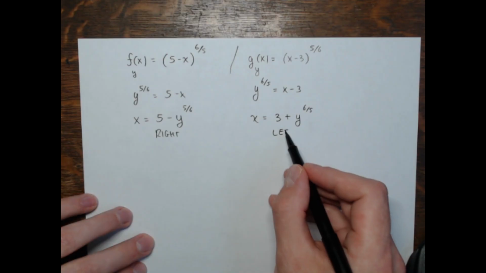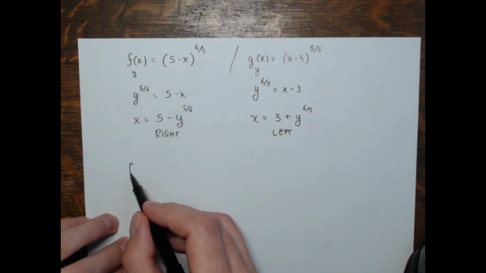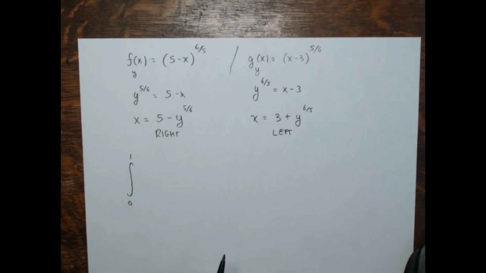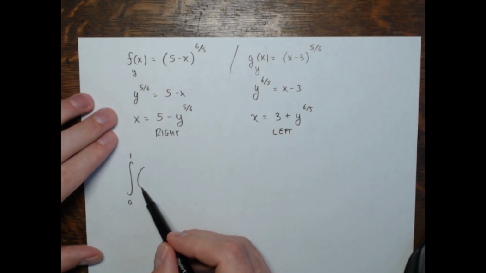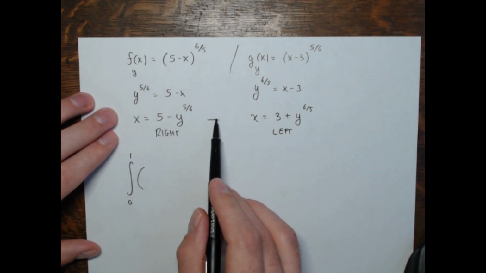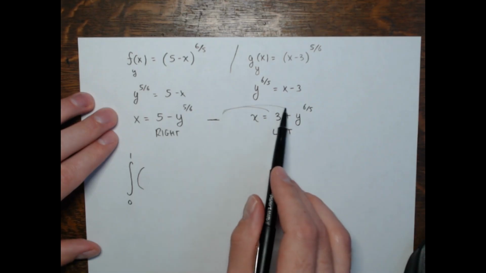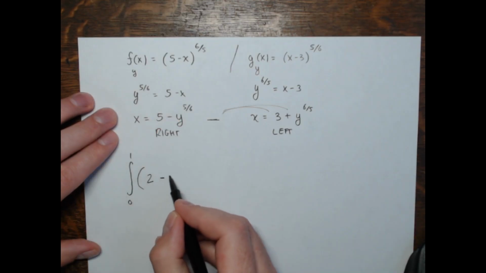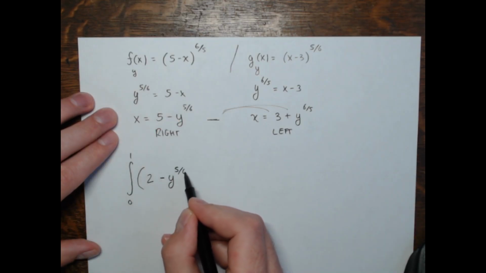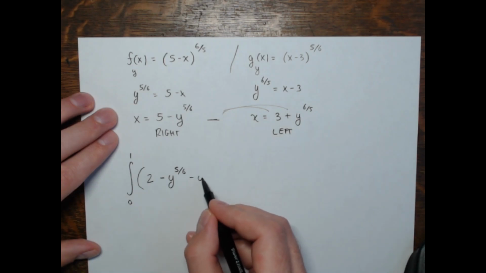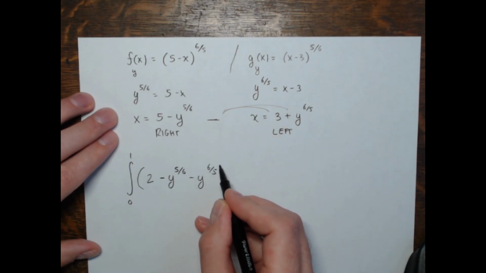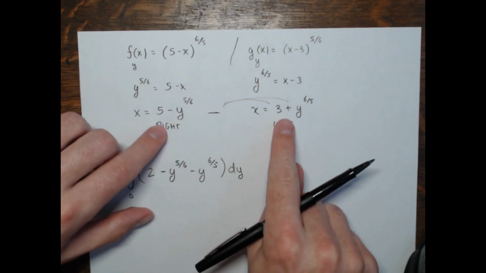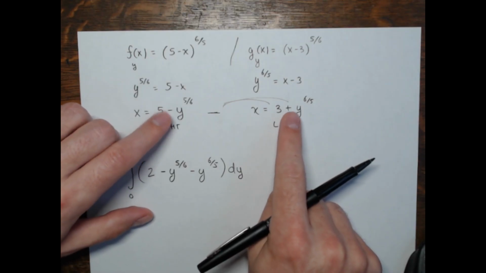There's the left curve. And again, I said the area will be the integral from 0 to 1. And it's always right minus left. So when I subtract these, 5 minus 3, that'll give me 2. And I got minus y to the 5/6, and then minus y to the 6/5 dy. That's the expression I get when I take right minus left.